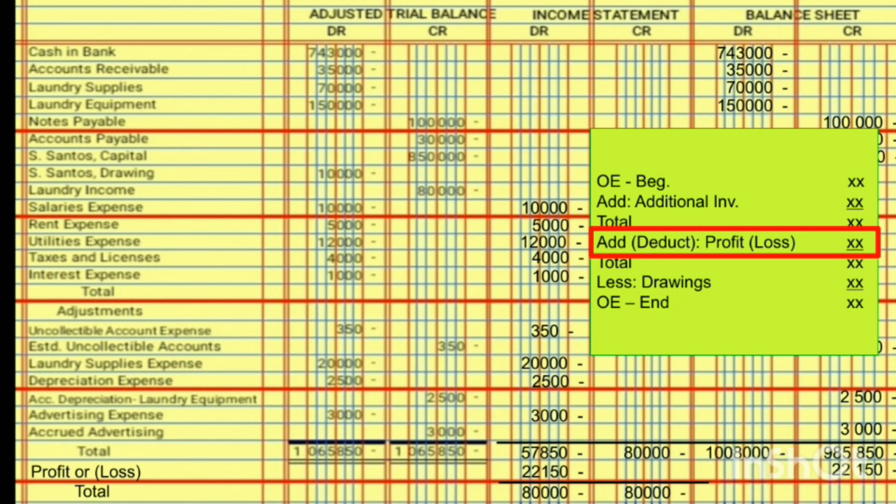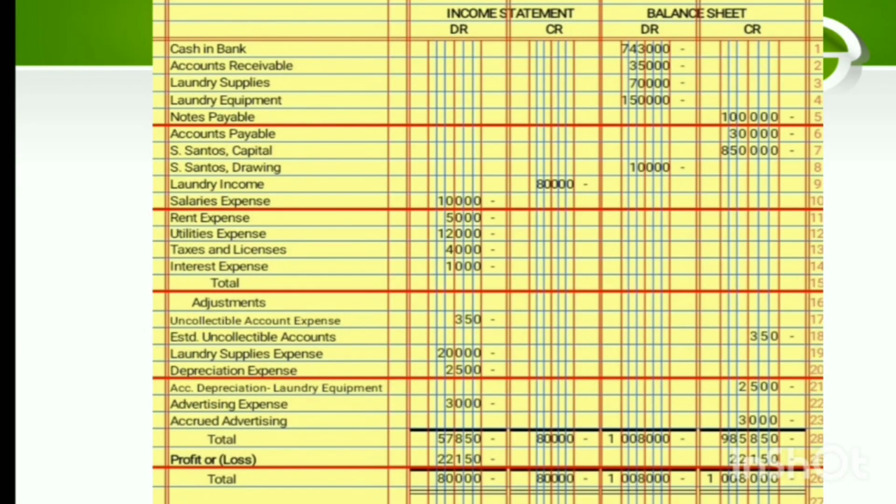22,150. Now let's total. For the debit column of the balance sheet, we have 1,008,000. And then for the credit, we have 985,850 plus the profit of 22,150. So the total is also 1,008,000. And so, balansin na yung debit and credit ng ating balance sheet at 1,008,000 pesos. And then, don't forget to put a double rule in the balances.